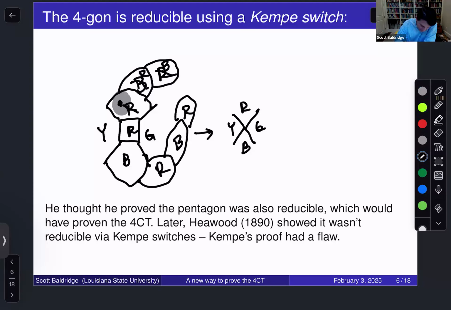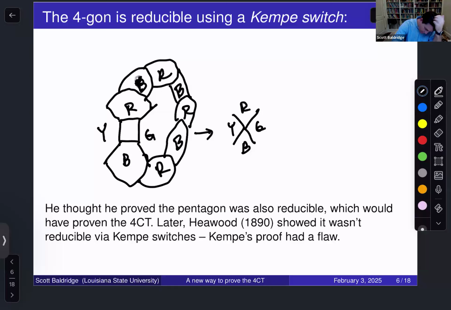Erase this. Oops. Sorry. There. As long as they don't chain up like this, now you have a problem, because now when you do the red-blue switch, you're just gonna interchange the red and blue at the bad spot.